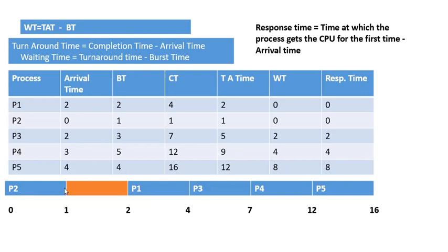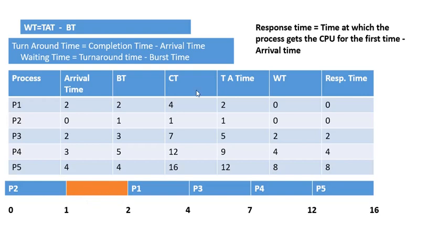I hope you understand why we have taken this idle time, so again try to understand. First P2 will come into the system, so it will start from 0, and its burst time is only 1, but the next process will come at 2 units of time. So between 1 and 2, this portion remains idle.